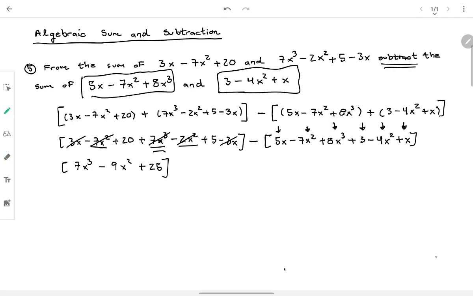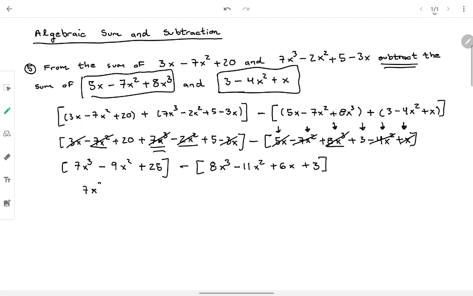On the second parenthesis, we can start with x cubed. It will be 8x cubed. We don't have another one. Then we are going to continue with x squared. We have minus 7 minus 4. That's minus 11x squared. Then we continue with x. 5x plus x is plus 6x. And finally the numbers, plus 3. Then we can change the signs of the ones that are after the minus sign.